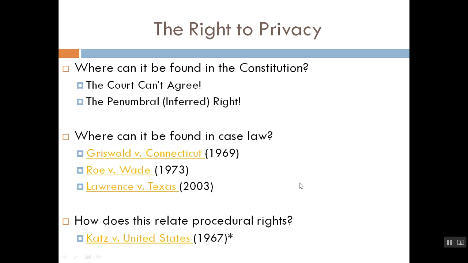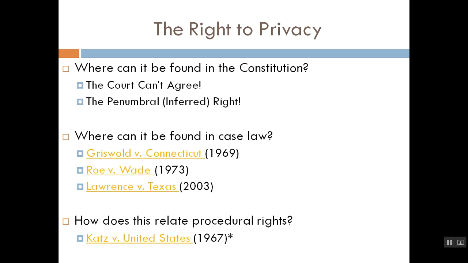In Griswold versus Connecticut, we basically had a regional director for Planned Parenthood, Eliza Griswold, who was arrested for intentionally violating a law that prohibited contraception by selling it to a married couple. And in this case, the courts are going to review that law and ask whether it's constitutional. And they say no.